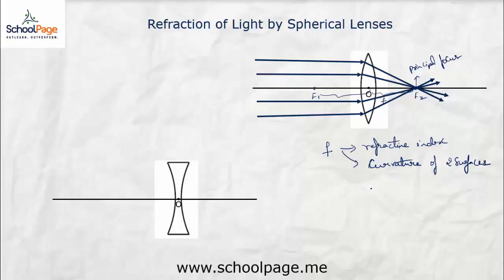A convex lens is also known as a converging lens because it converges a parallel beam of light rays falling on it. Here, since the light rays are actually passing through the focus, a convex lens has a real focus.